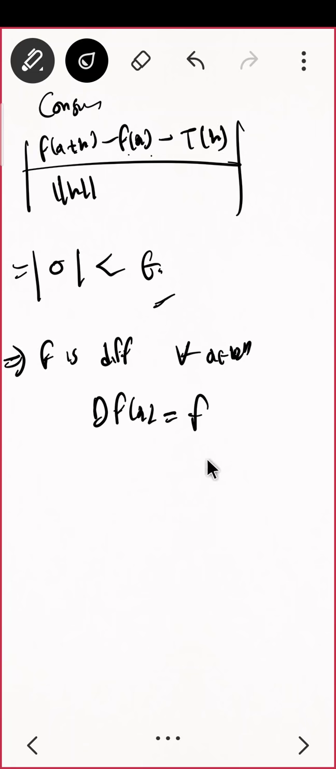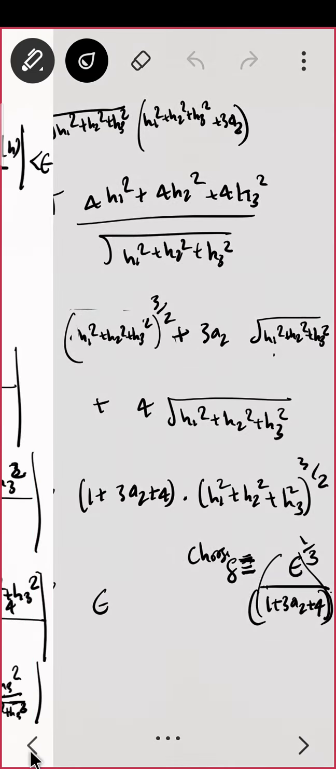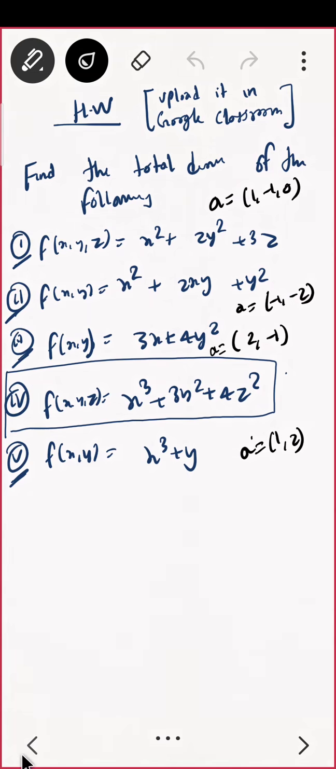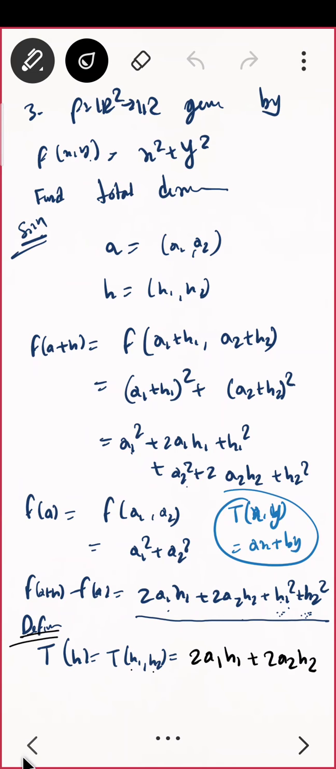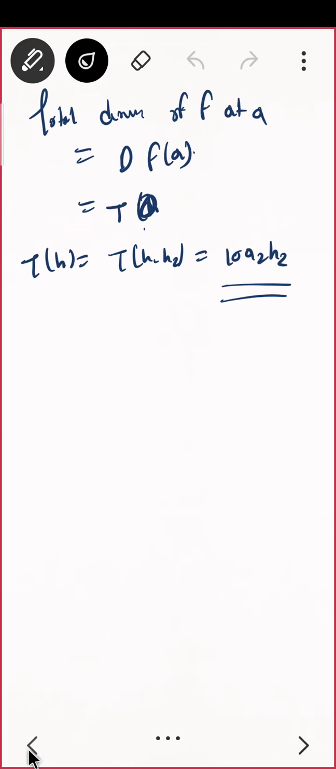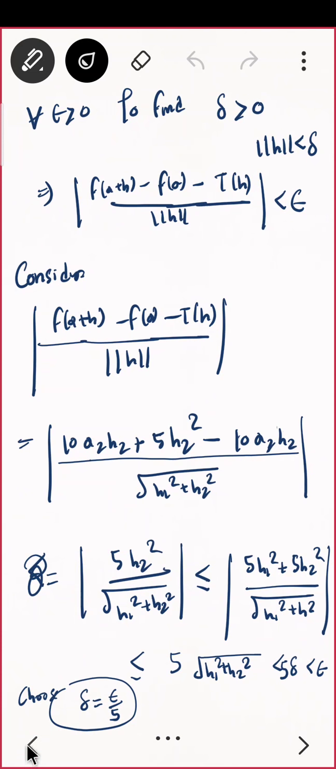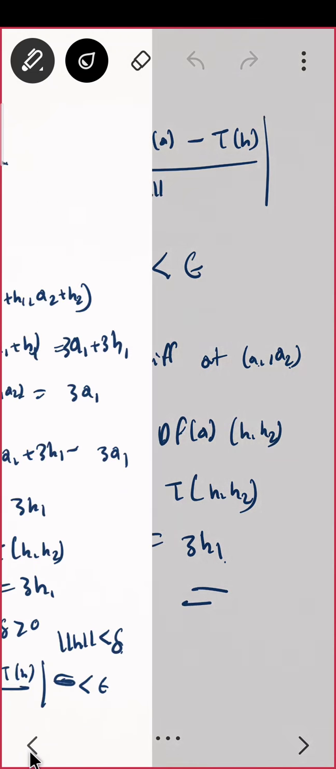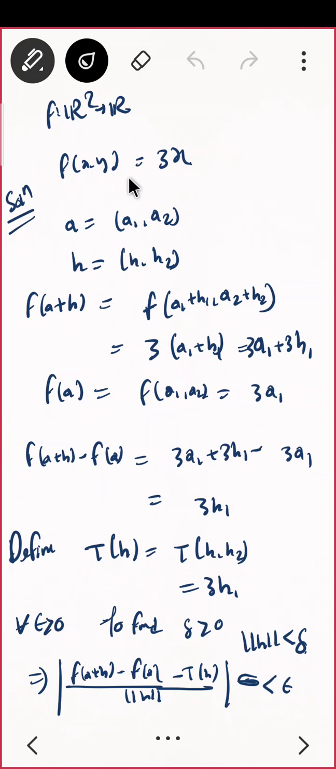Is that okay? Now let us quickly see. I had taken one question in which I took a linear transformation at the start. So the derivative of a linear transformation is itself only. You see the first question, not this one, the first question. Do you see? f of x equal to 3x. This is a linear transformation, and its T of h, what had come? The same, 3h1. Correct? So the derivative of a linear transformation is itself.